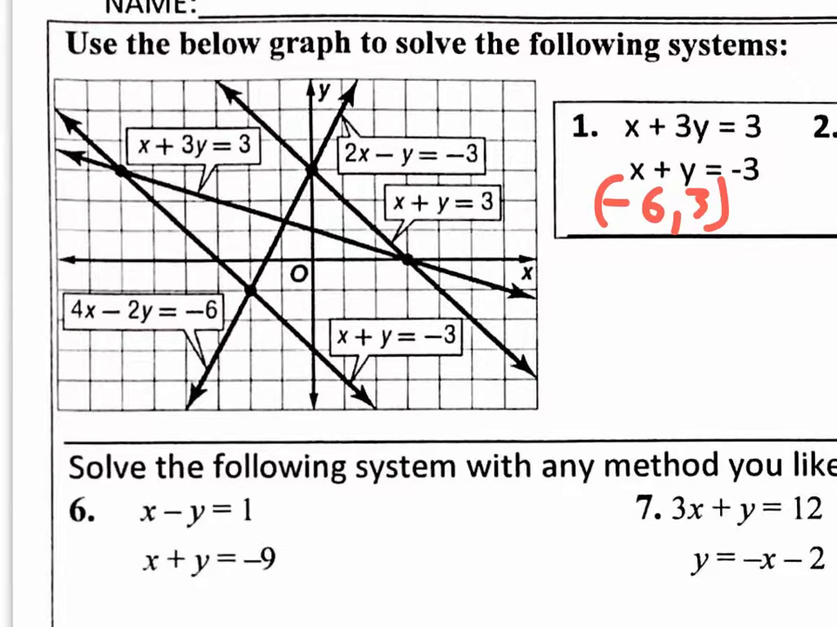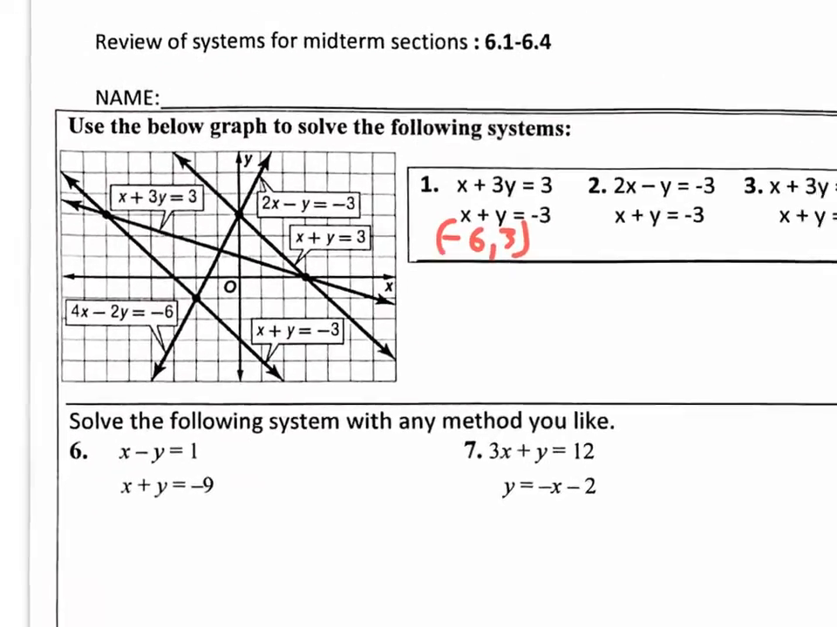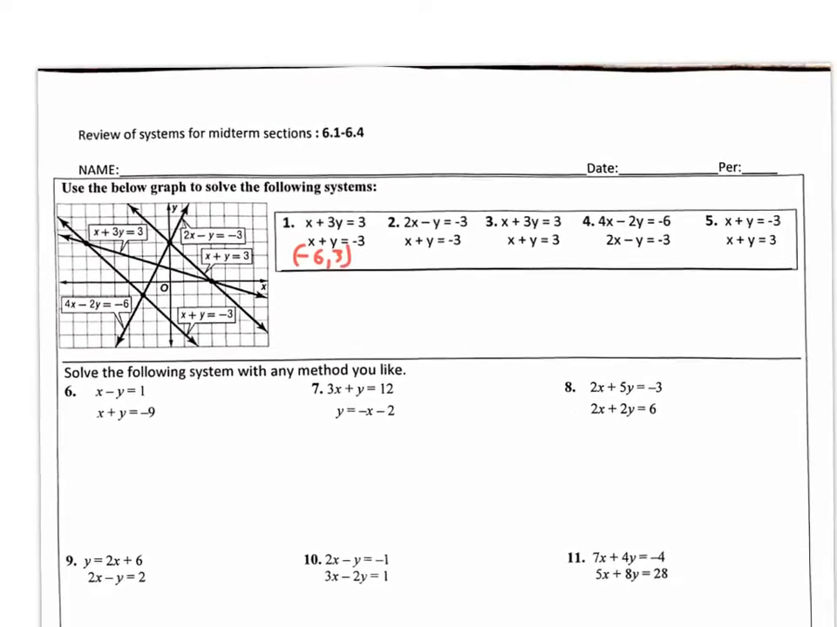Okay? So when it's visual, it's easy. All you're looking for is a point of intersection. What if the lines do not cross? There is no solution. But what if you graph the lines and it's the same exact line? There's infinitely many solutions. Okay? So you will get a couple of those. As a matter of fact, let's jump to one of those.